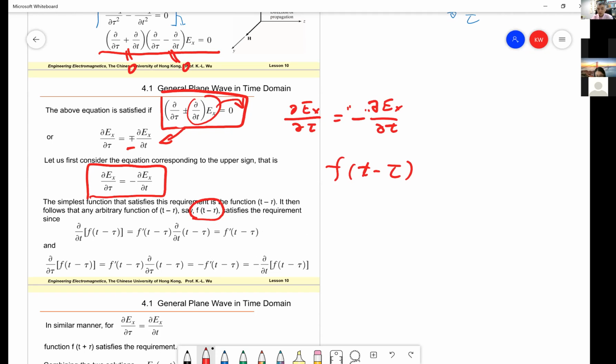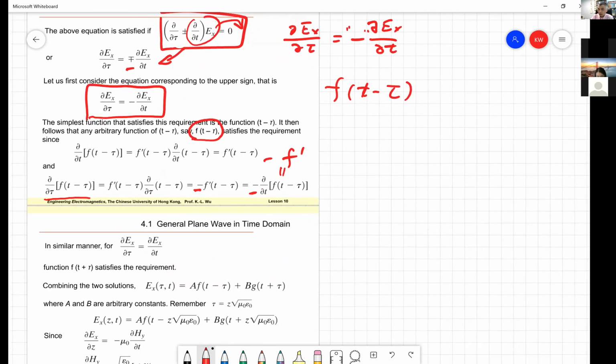So we have this solution. This is what happened on the right-hand side. And what happened on the left-hand side is also the same rule. But this time, when we take the derivative with respect to tau, we have a minus sign. So this is equal to minus this. Okay, this basically is this. Then you can see that the left equals the right.